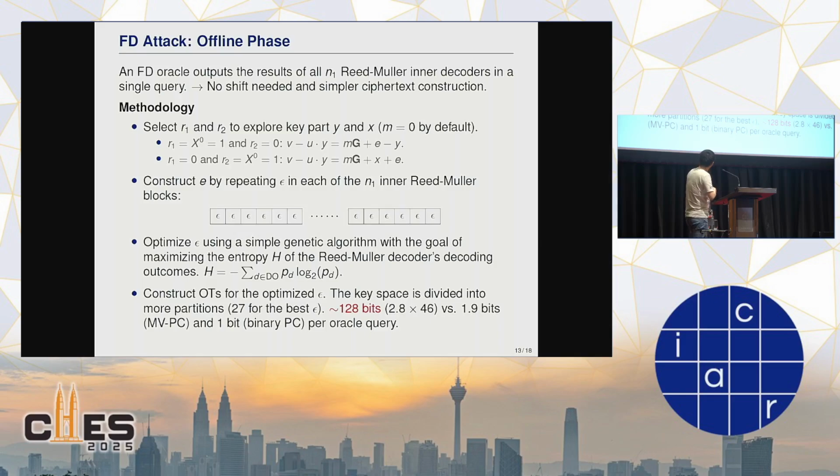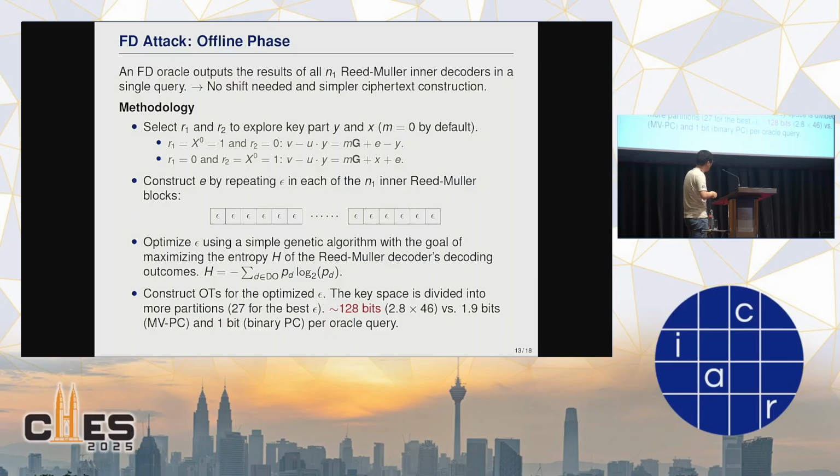Similarly, we just pick the key to be 0, then we have a similar setup. For this E part, we just put repeating E in each of these N1 Reed-Muller blocks, and we can get information of each block by just one query. So similarly, we optimize epsilon to maximize the entropy of this Reed-Muller decoding output. Then we construct OT for the optimized epsilon.